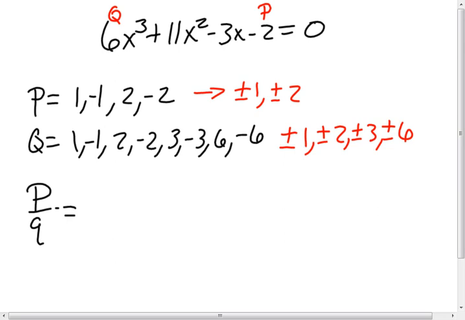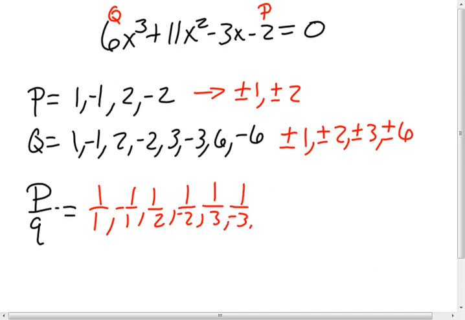Starting with the first value of p, it would be 1 over 1, negative 1 over 1, 1 over 2, 1 over negative 2, 1 over 3, 1 over negative 3, 1 over 6, 1 over negative 6. So we've done the first part of the rational root theorem, and we've just done the positive ones for p, but we had to do all the values of q at the bottom.